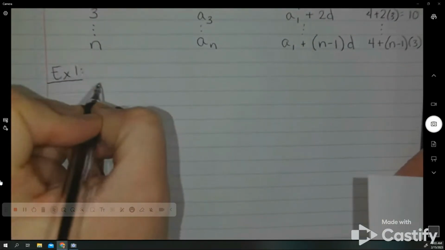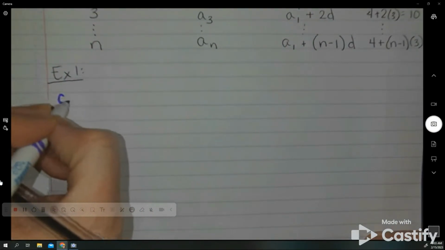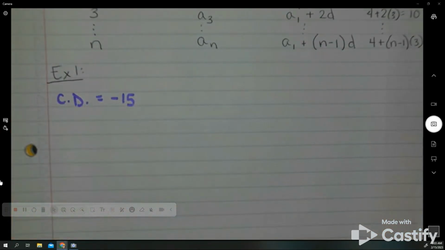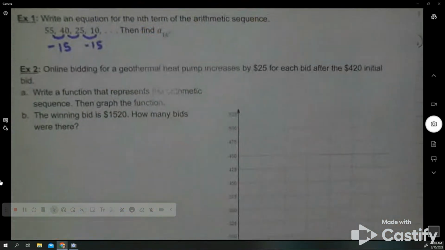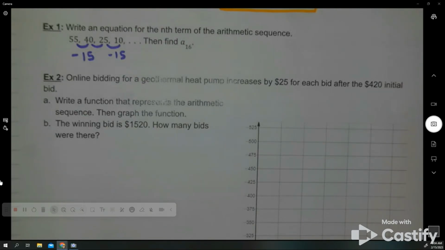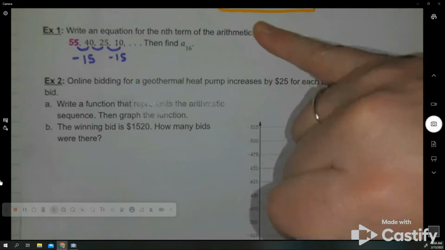We're going to write down, and I'm going to abbreviate this like we've done before, and I'm going to use C.D. for common difference. And that was negative 15 because we were subtracting 15 each time. According to the information that I have here, my first term in my sequence is 55. So that's my first term. So now I'm going to plug that information into my equation that I have right there.